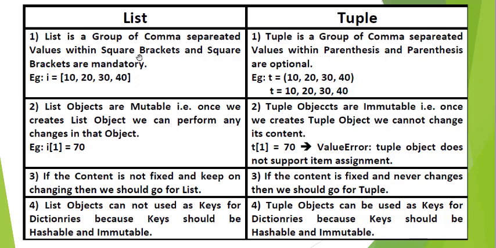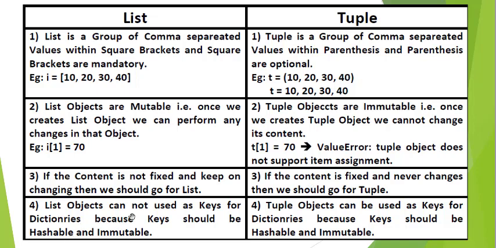It's comma separated elements, but within square brackets. Square brackets are mandatory. It's comma separated within parentheses, but parentheses are optional. Okay, list objects are mutable. You can change them, but tuples are immutable. You can't change them. If the content is not fixed and I keep on changing it, then we should go for the list. But if the content is fixed and never changes, then we should go for the tuple. It's like a constant thing.